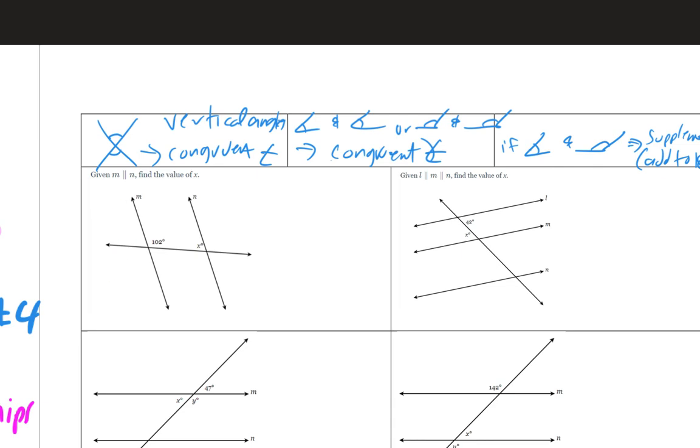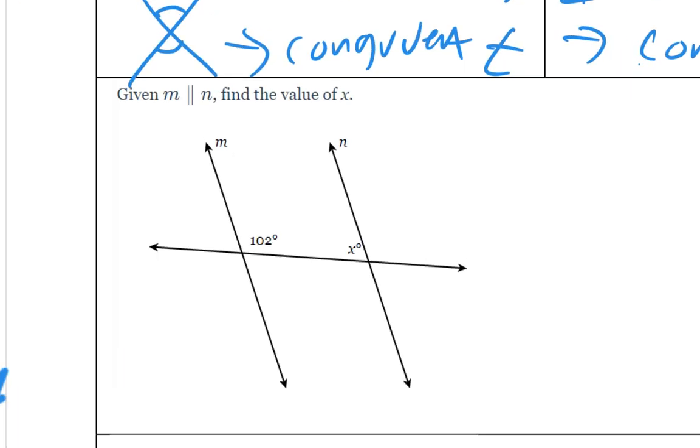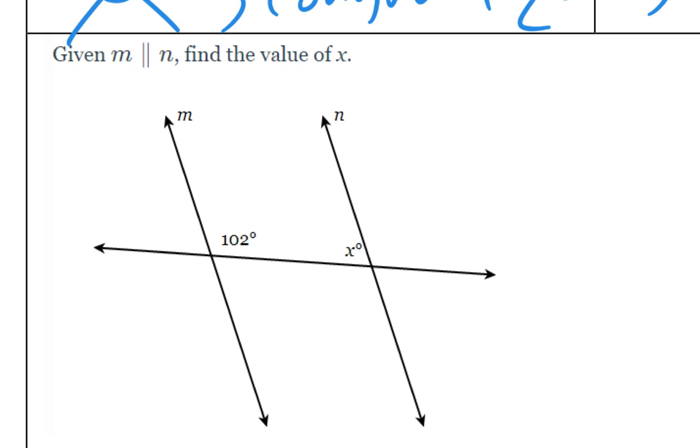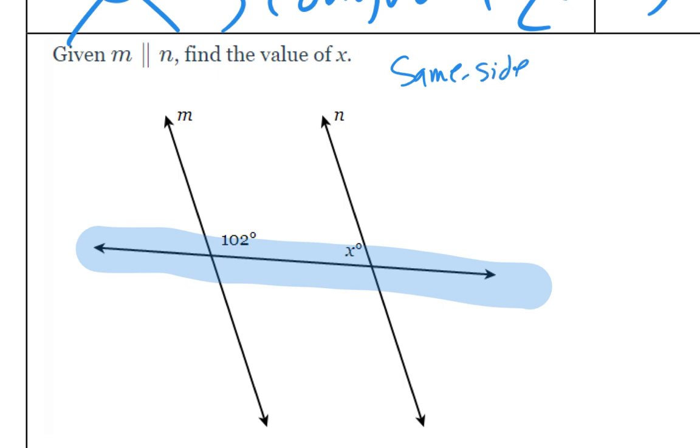Okay, so we're going to think about that as we practice these over here. Let's look at this first one. It says, find the value of x. Well, let's look over here. Let's go and highlight our transversal. So if that's our transversal, what do we know? They are on the same side, right? And they are on the interior, right? So we're going to call those same side interior.